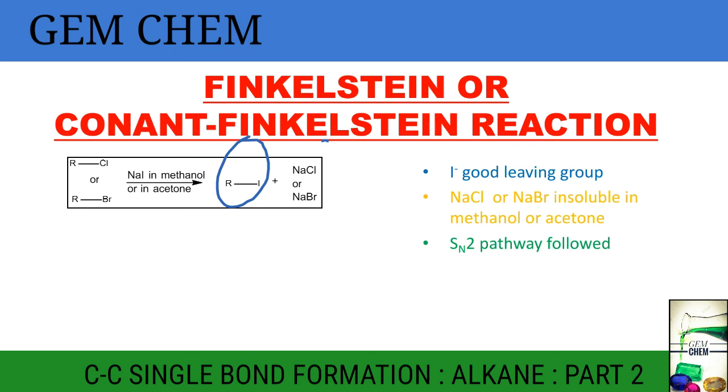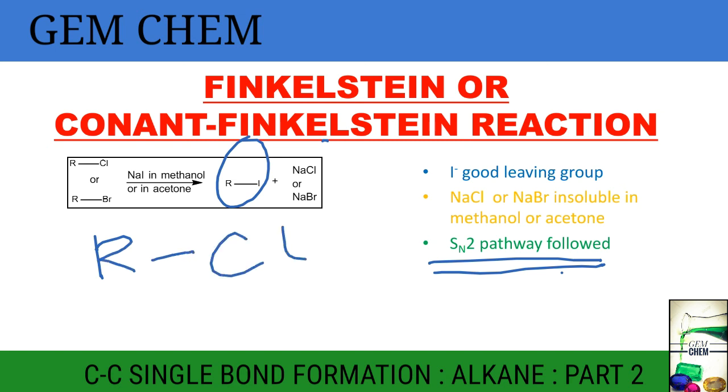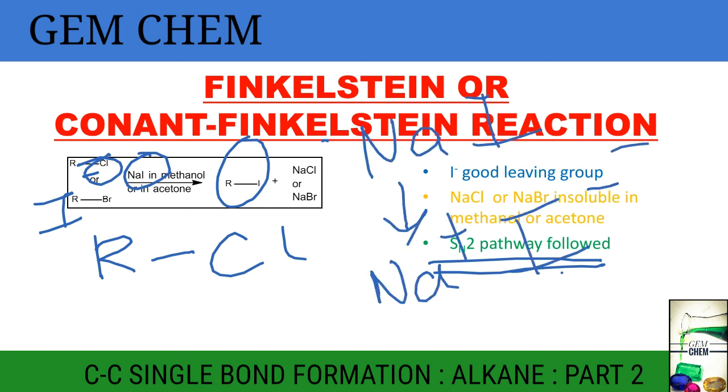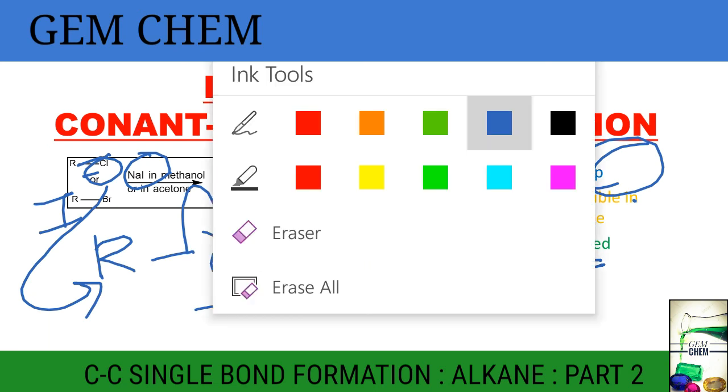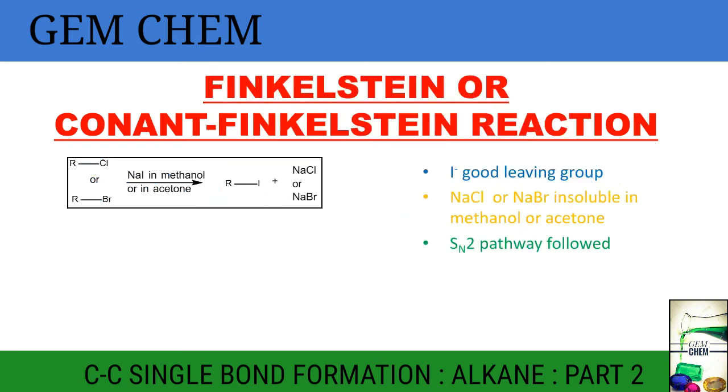Now what is the advantage of this reaction? First of all, this reaction takes place by the SN2 pathway. Suppose this one comes, that is I minus comes, we can write NaI as Na plus and I minus, right? Now this I minus, when it attacks, attacks from the backside and the chloride ion goes away. The advantage of this reaction is that I minus is a good leaving group. So when I minus is a good leaving group, we can use this reaction for different purposes.